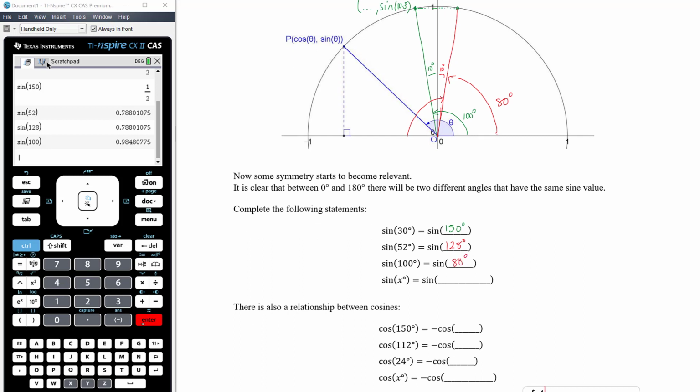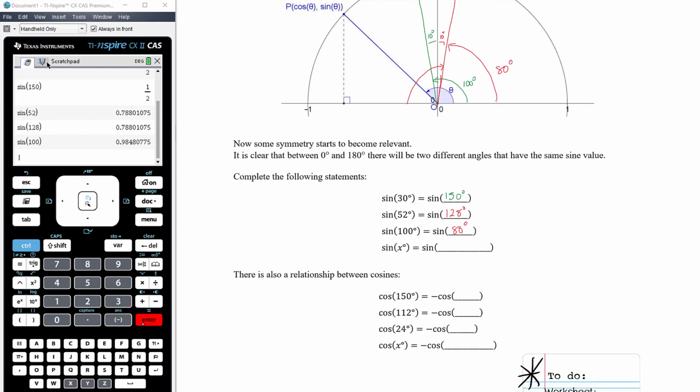Okay, so what do we notice about the two angles in the brackets? In all cases, they add up to 180 degrees. So sine of x degrees will have to be equal to sine of 180 minus x degrees as a general rule. I don't want you to worry about the general rule. I want you to think about the symmetry of what's happening.